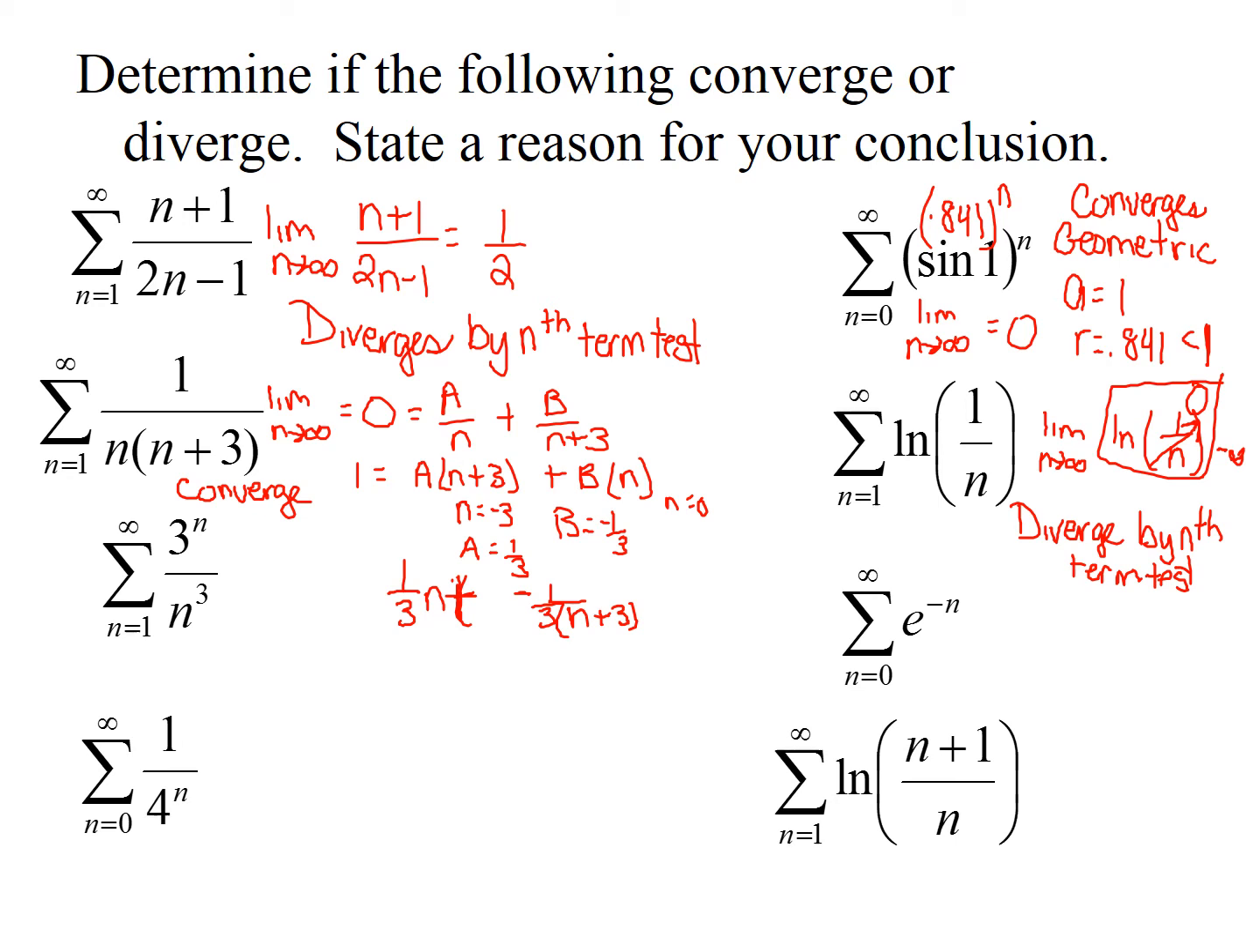My second problem, once again, I'm going to take the limit as n approaches infinity. When I take that limit, I see 3 to the n grows faster than n cubed, because this is exponential and this is a polynomial, and an exponential goes faster than the polynomial, so this goes towards infinity, and therefore the series diverges by nth term test.